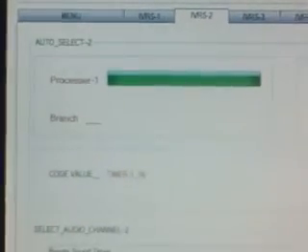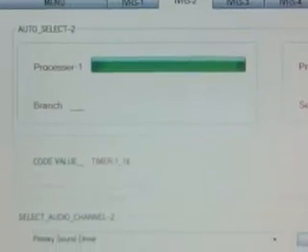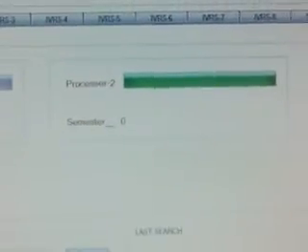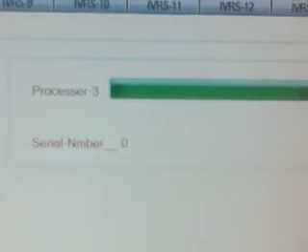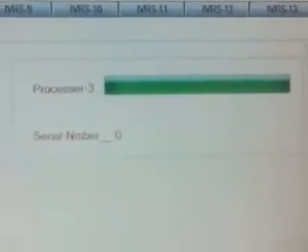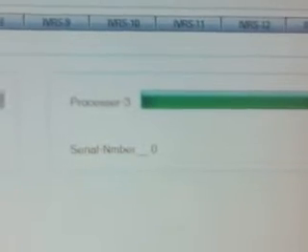Welcome to Universal College of Engineering and Technology. You have selected electronics and communication. Please type the year digit. You have selected year 8. Please type first digit of serial number. Press star, 0. Please type second digit. 3. Please type third digit.